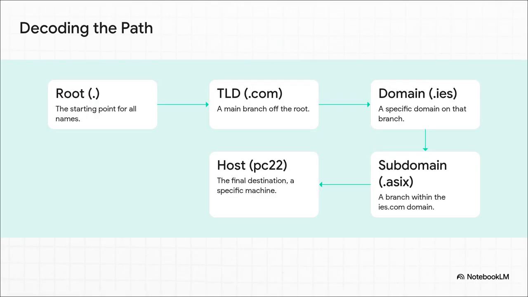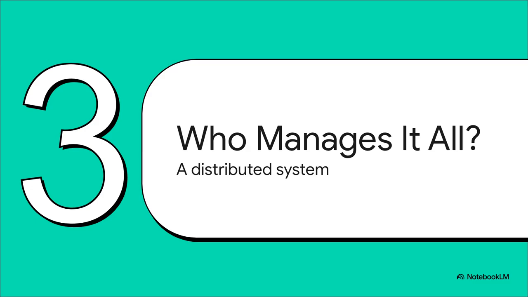We start all the way at the end with the dot. That's the root of the entire internet. Moving left, we hit .com. That's our top-level domain. Next up is .es, a specific second-level domain. Then we find .asix, which is a subdomain inside of es.com. And finally, we arrive at PC22, the specific computer, the host machine. See? It's a perfect path from the most general point, the root, all the way down to the most specific point, one single machine.